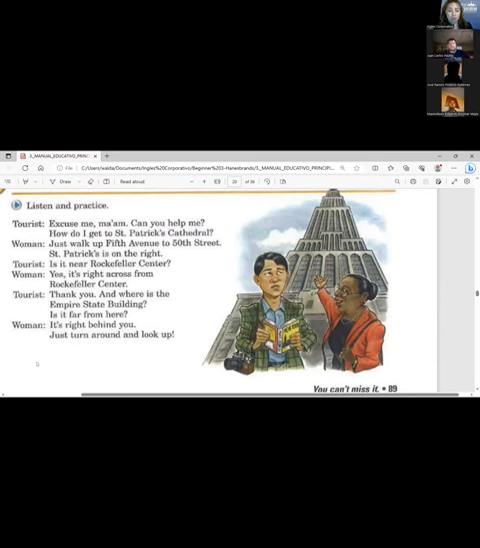Okay, so I want you to practice this conversation with a partner. I'm going to send you this conversation in the chat.